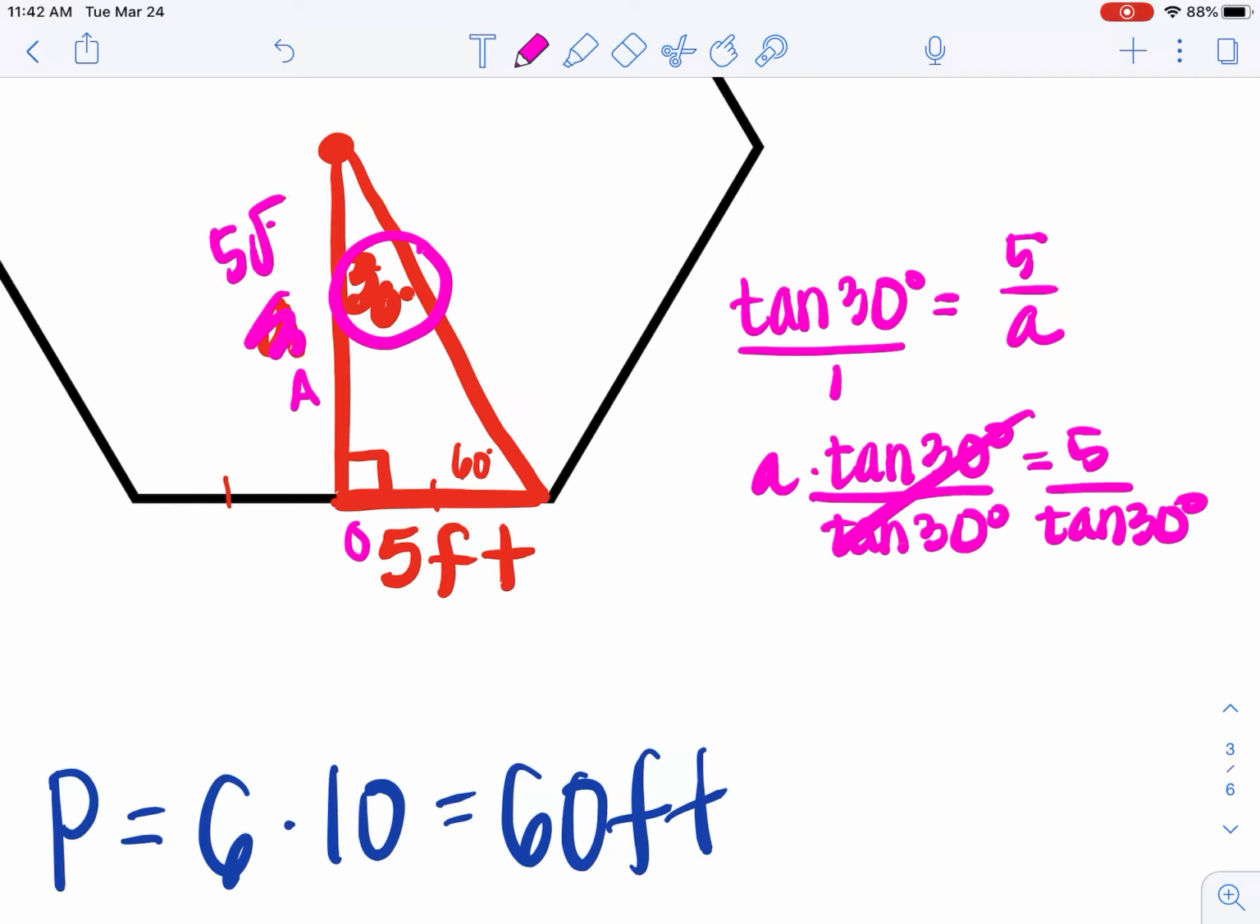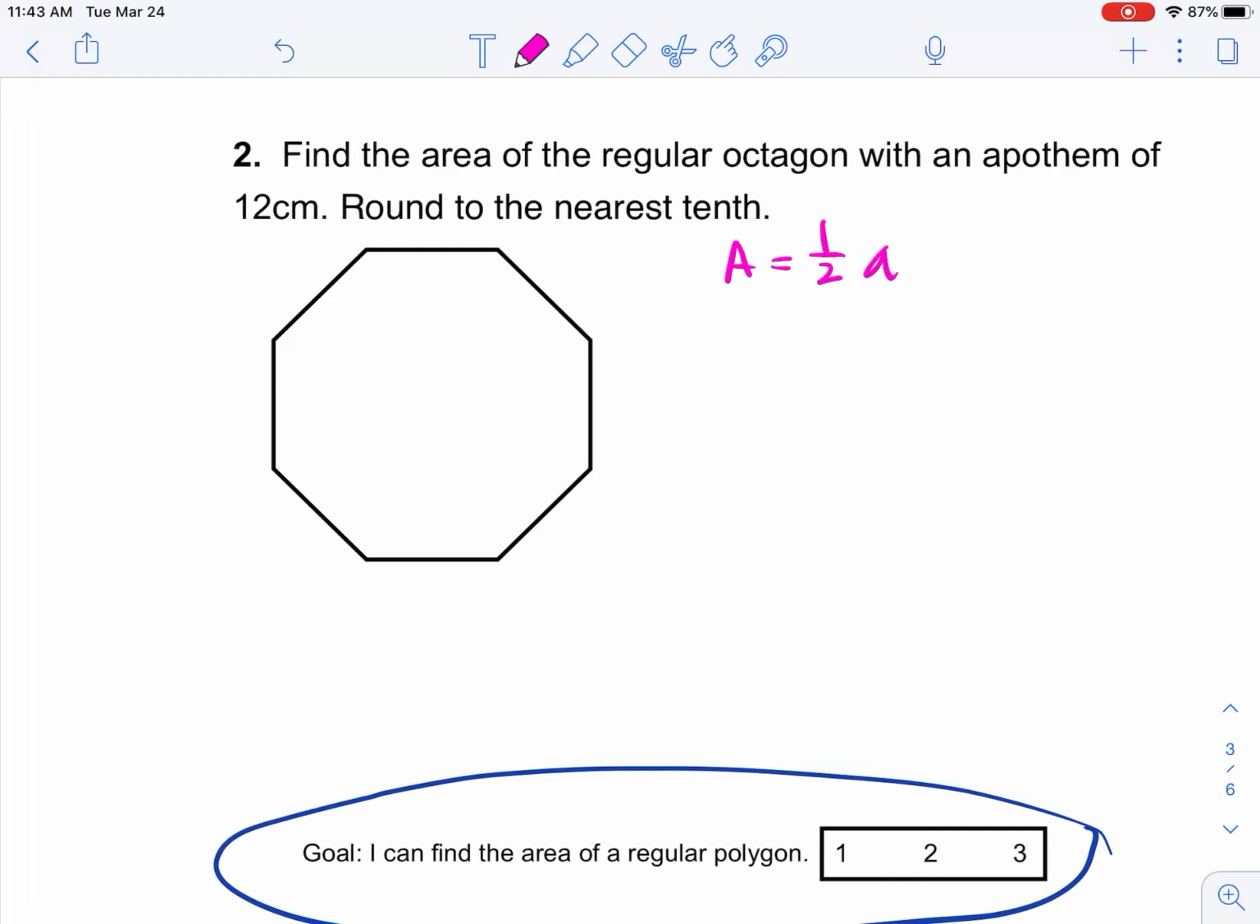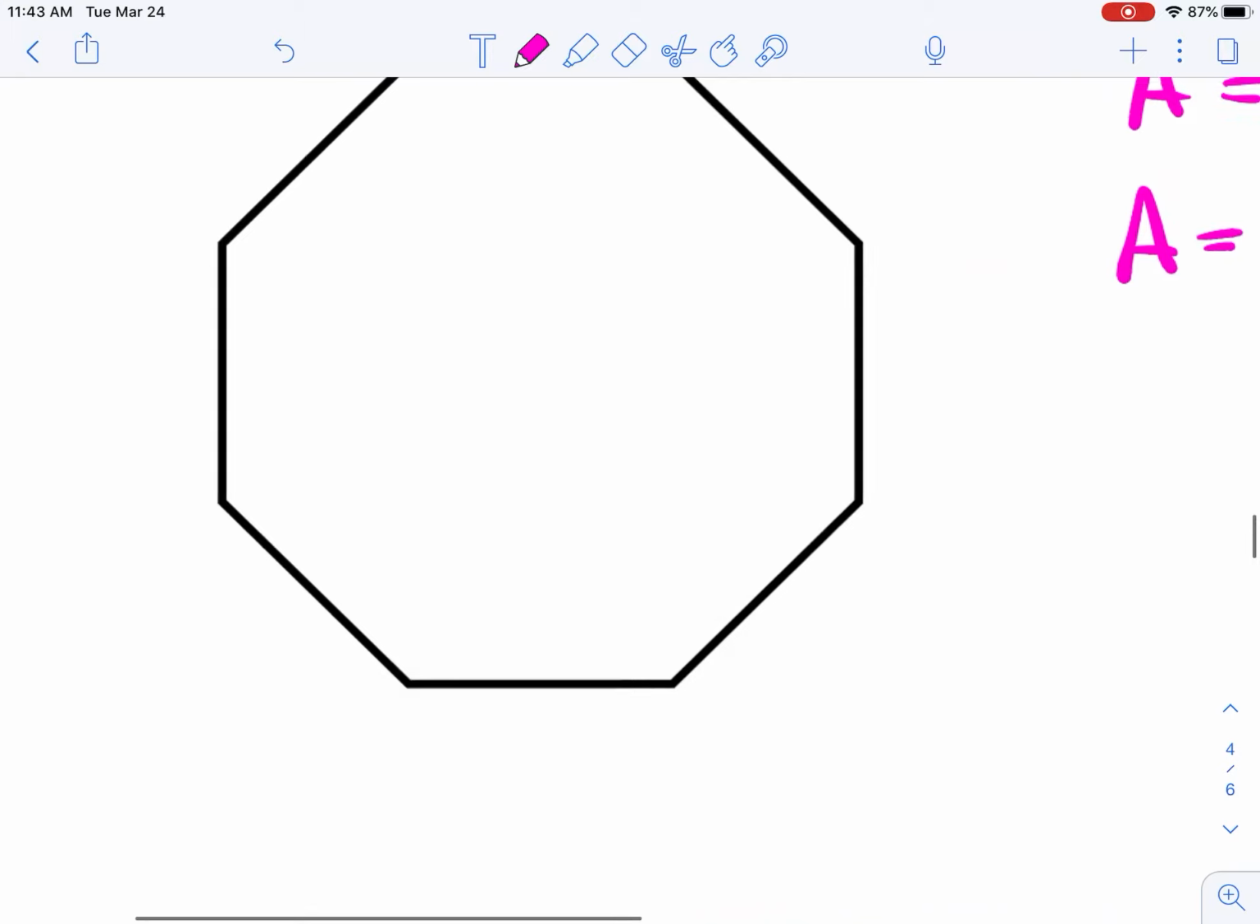Find the area of the regular octagon with apothem of 12 centimeters. Round to the nearest tenth. So once again, I'm going to write down my formula. Area equals 1/2 apothem times perimeter. Area equals 1/2. Did I give you the apothem? Yep, this time it's 12. Didn't give you the perimeter though. So I'm going to leave a big space for it because once again, it's not going to be the prettiest answer when I'm writing that in there.